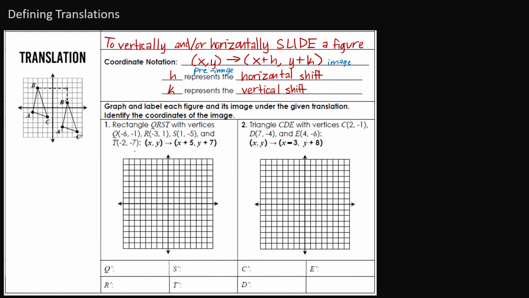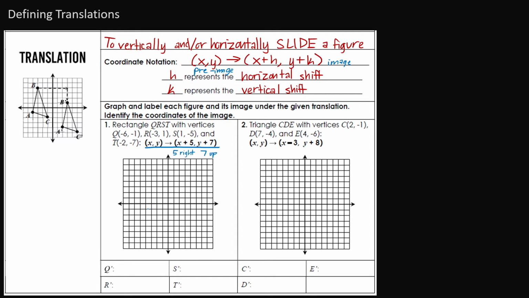So let's try this out with problem number 1. We're given a triangle QRST with specific vertices, and we're asked to perform the translation. When we start with x, y, it is mapped to x plus 5, y plus 7. In our case, since 5 is being added to x, that means we are moving 5 right on the grid. And then y plus 7 means we are moving 7 up on the grid. 5 right, 7 up for each coordinate.